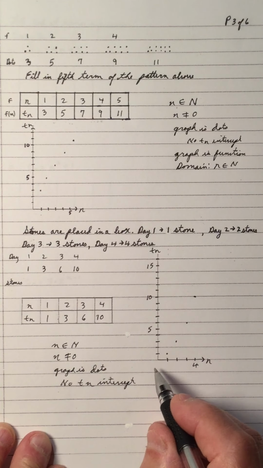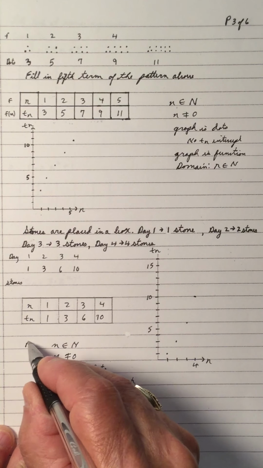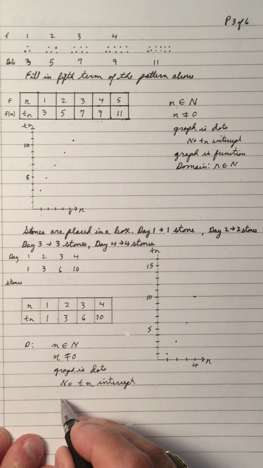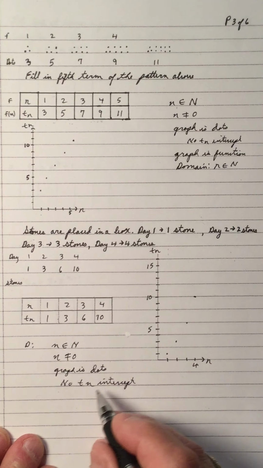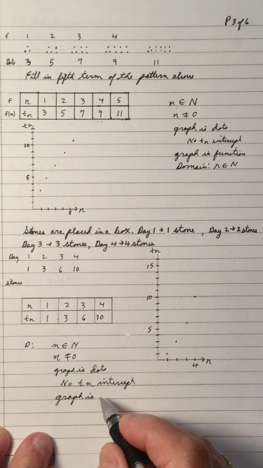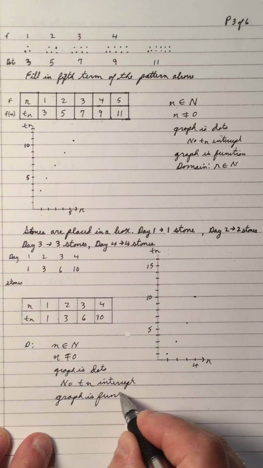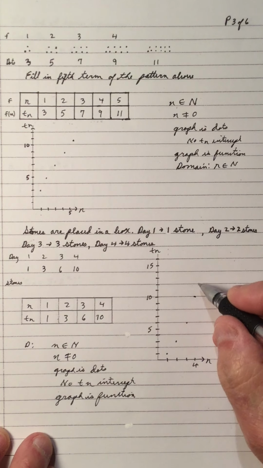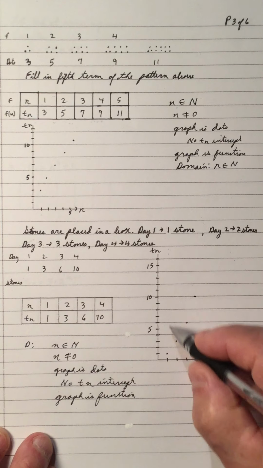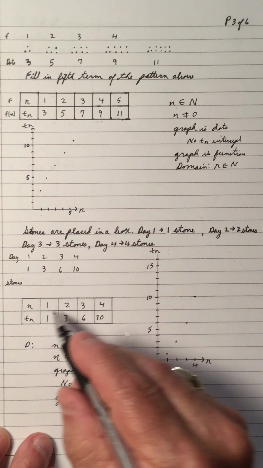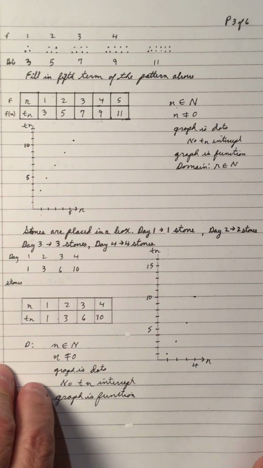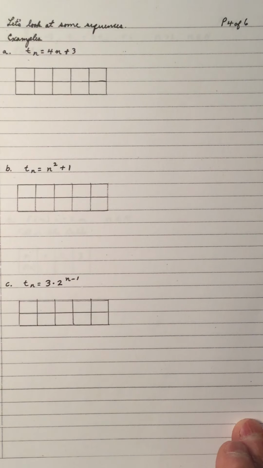And the domain D is n belongs to the natural numbers, and the graph, or the data, represents a function. Why? Because it passes the vertical line test, only passing through one point when I draw a vertical line. Or for each x, there's only one y. X doesn't repeat. Let's continue.